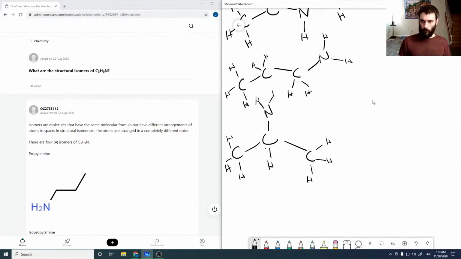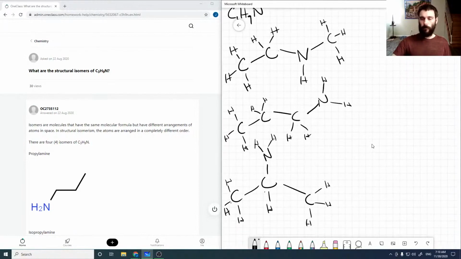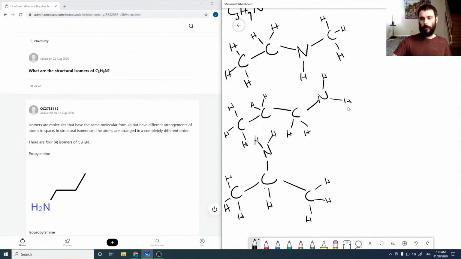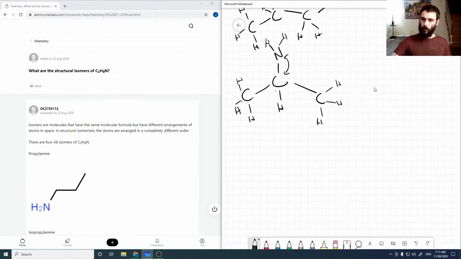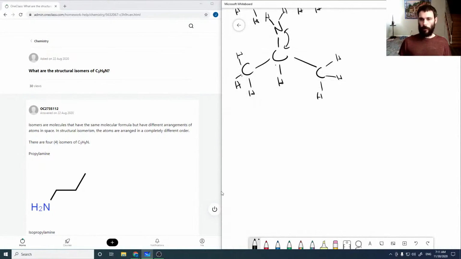And we can count up the hydrogens here, 3, 6, 7, 8, 9. So that looks good. And it's different from these two. We can't stick it on the end here because that would just be the same. And so instead, we can swap the position of these two. And so we'd get something like this.